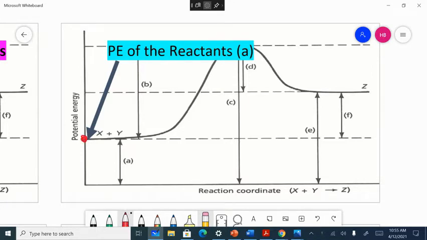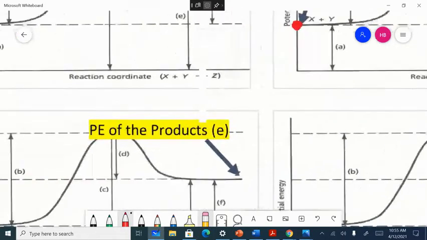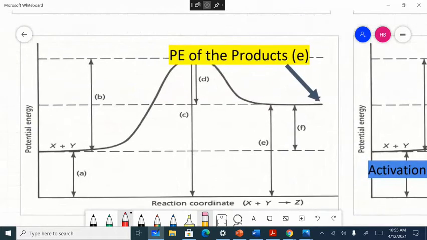A is the potential energy of the reactants before the reaction even starts. It's usually going to be measured in joules or kilojoules. Over here, the distance from 0 joules or kilojoules up till the energy of the products is the measure of the potential energy of the product. So this is E right here, the amount of energy you'll have after the reaction is complete.